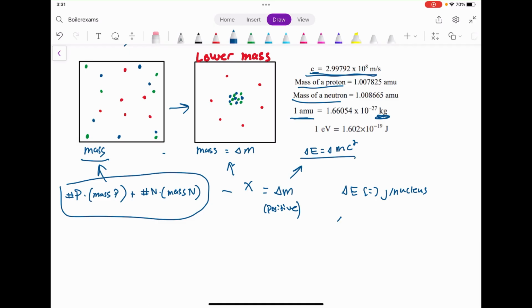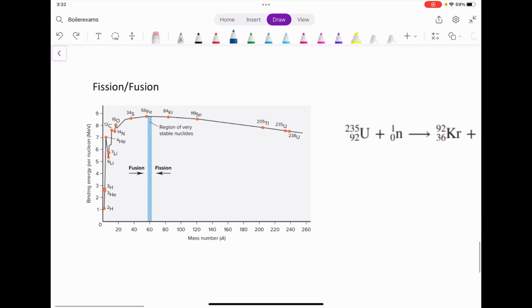So then you could take this delta E and divide it by the number of nucleons, which would just be protons plus neutrons, and then you could get joules per nucleon. You could also convert that into electron volts. This number in these units is going to be really small, so a lot of times these are worked with in electron volts, but that's how you can solve for the binding energy of a nucleon. Let's also take a look at fission and fusion.